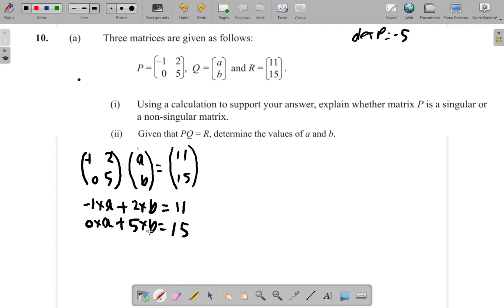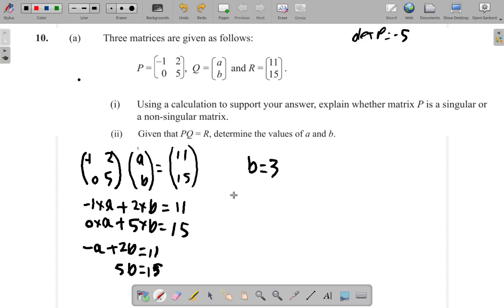Alright, so what we have here is -A plus 2B is equal to 11. 0A, that's 0, plus 5B is equal to 15. 5 times B is equal to 15. 5 times what gives you 15? It's 3. So B is equal to 3.